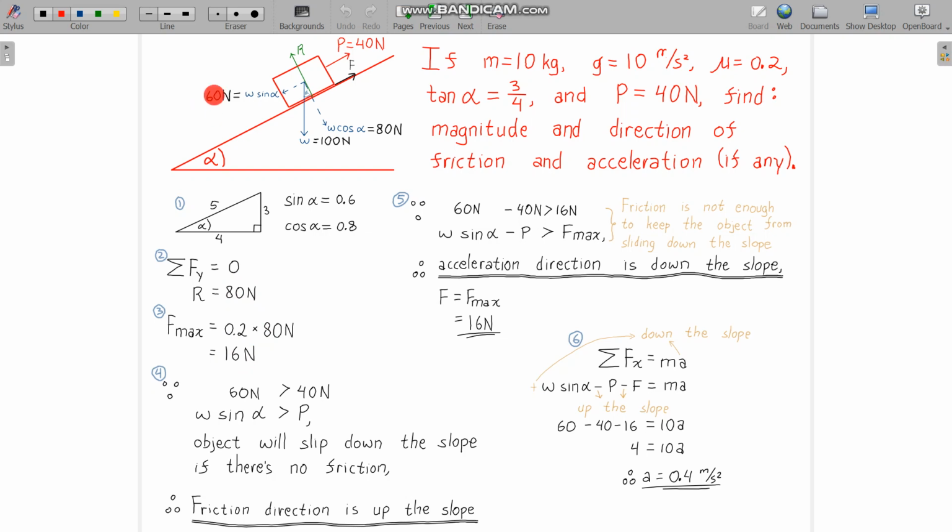And since 60 is bigger than 40, this means without friction, the box will slide down the slope, which means the friction must be up the slope. That's how you find the friction direction, up the slope.